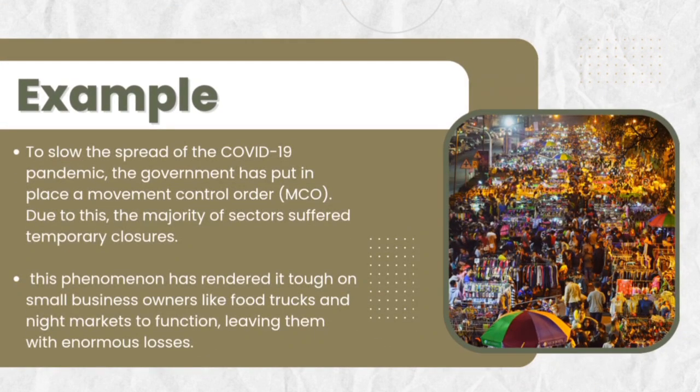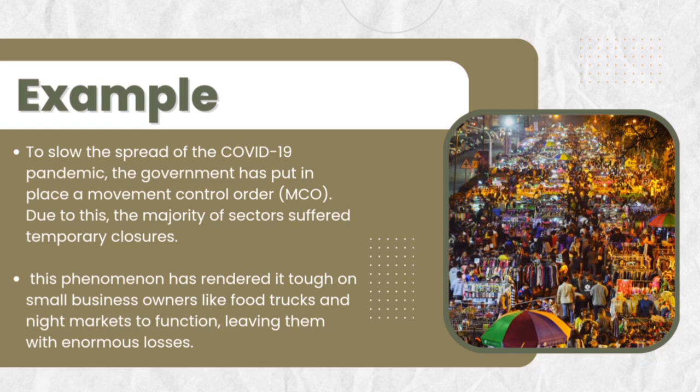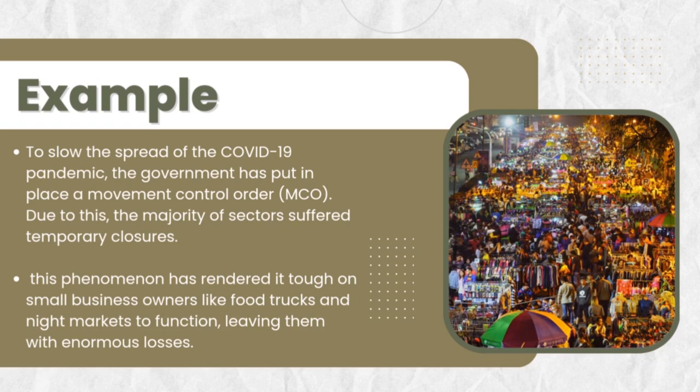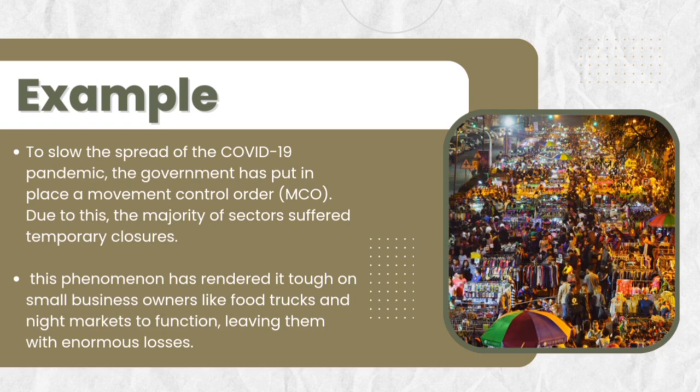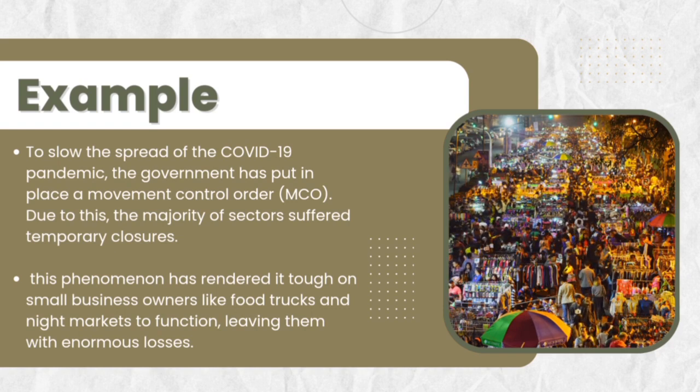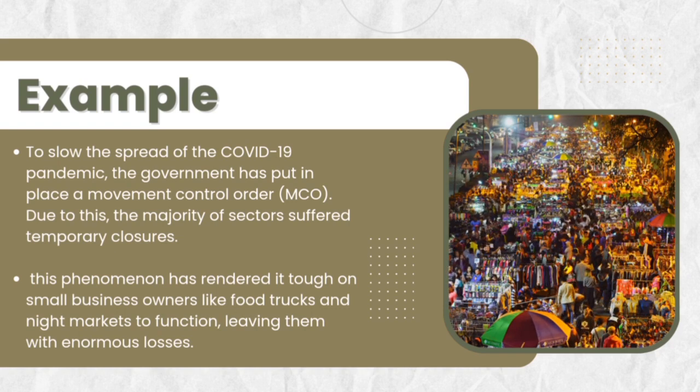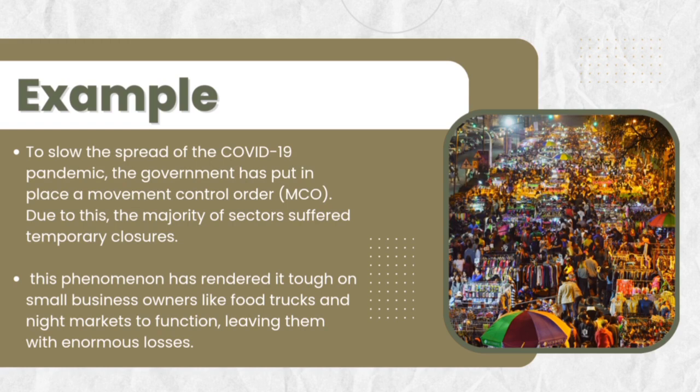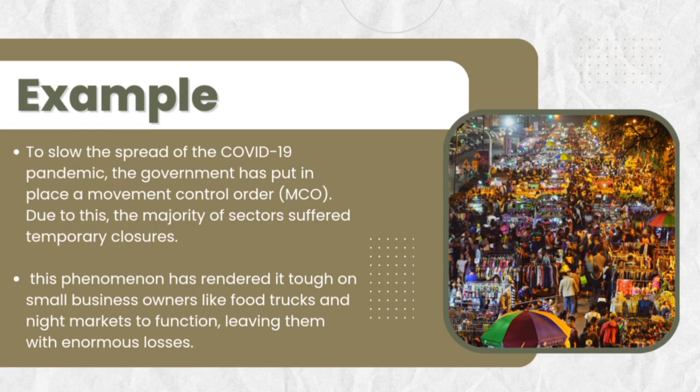For example, during COVID-19, the government put in place the movement control order, which is MCO, as a one-off initiative to slow down the spreading of the pandemic. However, this has harmed SMEs because they can't operate to gain profit to cover all the expenses. As a result, they went bankrupt and can't be operated anymore.